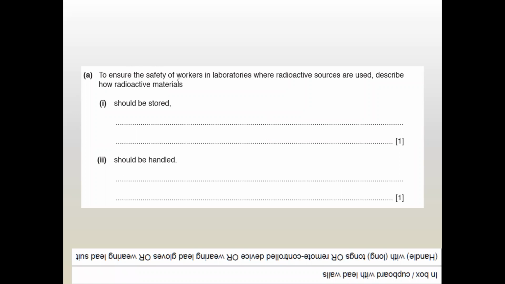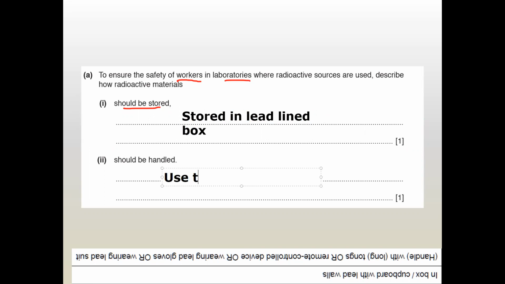For example, to ensure the safety of workers in laboratories where radioactive sources are used, describe how radioactive material should be stored. So how should we store the radioactive material? We should store it in a lead-lined box. And how should we handle it? We should handle it using tongs, and wear lead-lined clothes or suits. Using tongs and wearing lead-lined suits and gloves, we can handle the radioactive source.